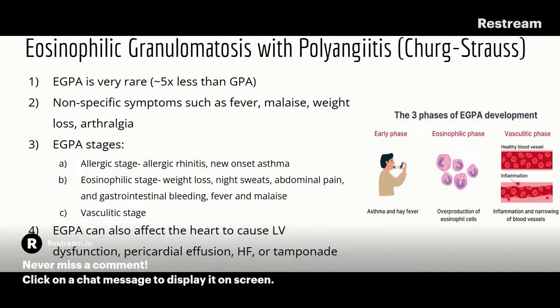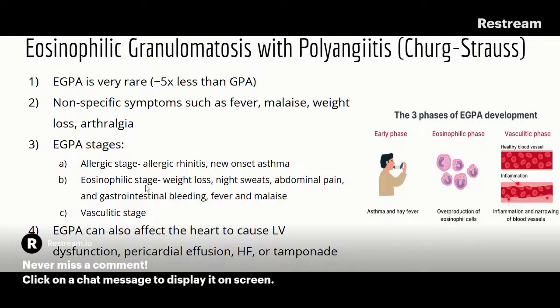So the first stage of eGPA is allergic symptoms: allergic rhinitis, new onset asthma as an adult. Having these sorts of presentations will make someone more likely at an initial workup to be eGPA. All right. We don't expect someone with GPA to be new asthmatic, new allergic rhinitic. We expect them to just have these things, or we expect them to have symptoms that are just not going away, really. For eGPA, there is that allergic stage.